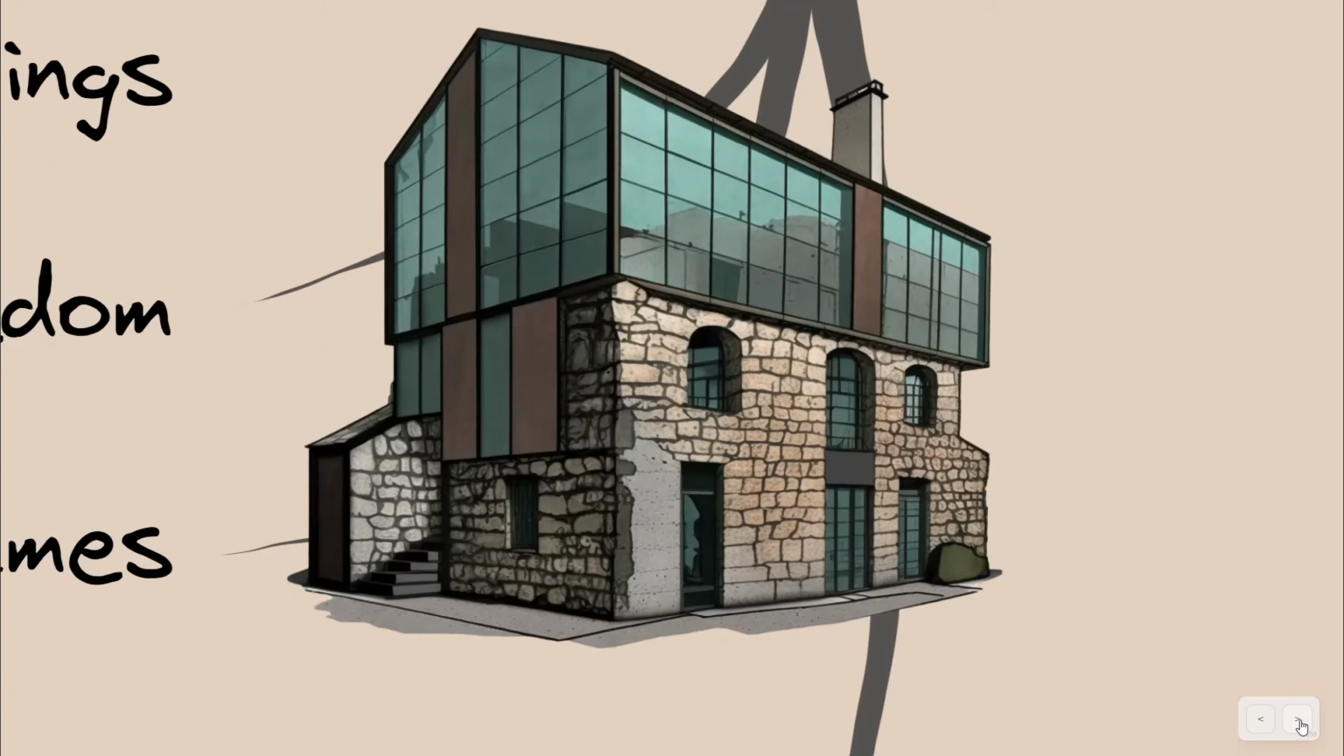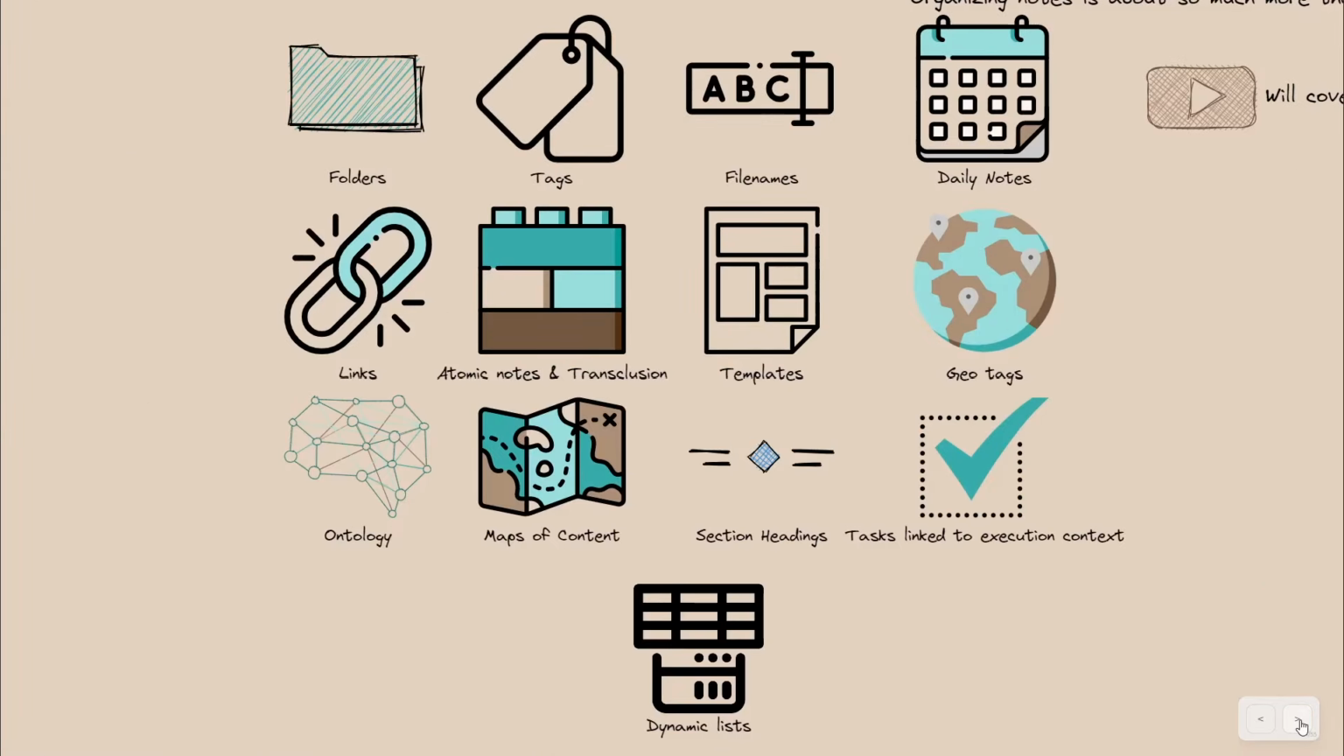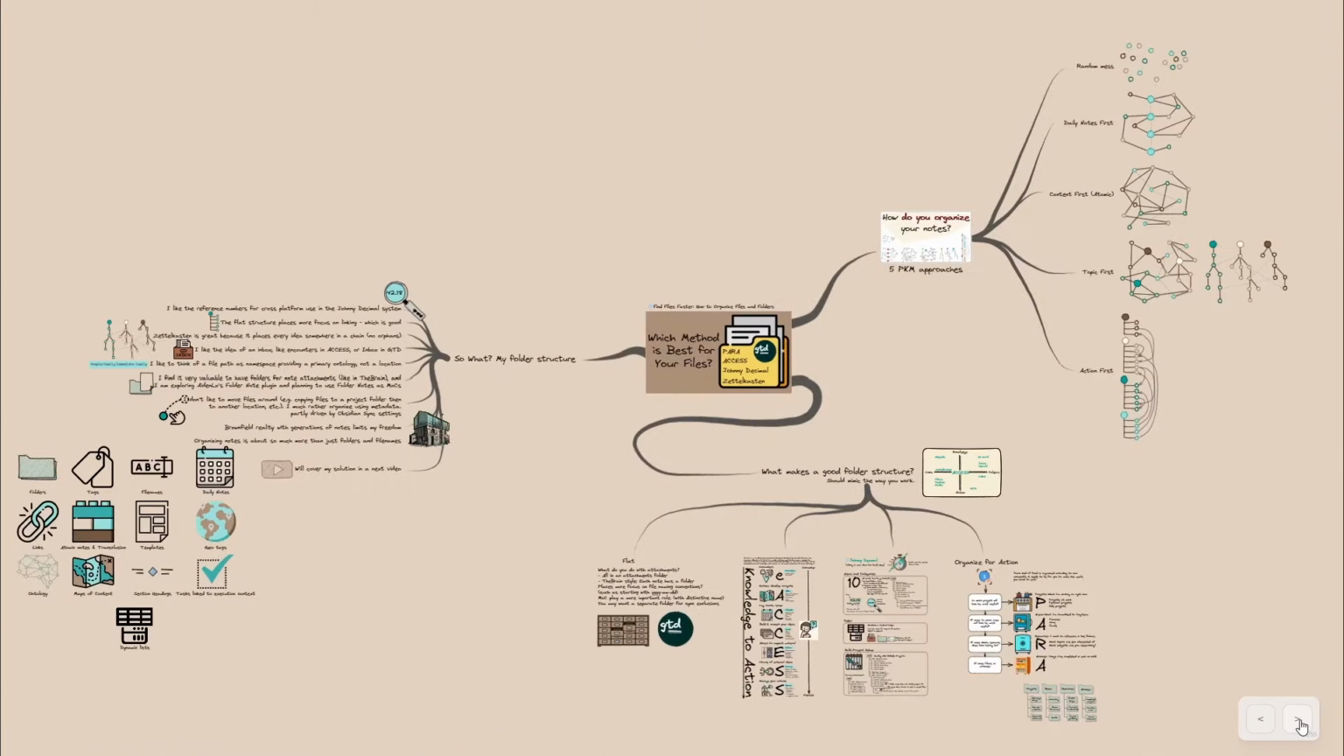My PKM and my PC hold many generations of notes. I call this a brownfield reality versus the greenfield of building something completely new. Because I work in a brownfield environment, this limits my freedom in applying new approaches. Finally, organizing notes is about so much more than just folders and file names. It also includes the use of tags, links, templates, ontology, maps of content, dynamic lists, geotags, daily notes, and much more.